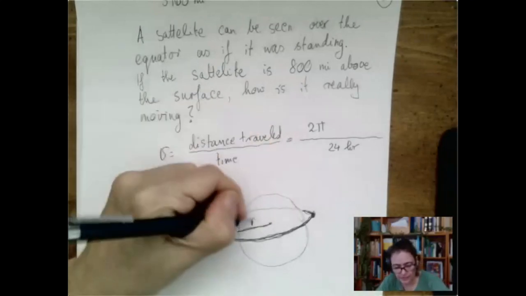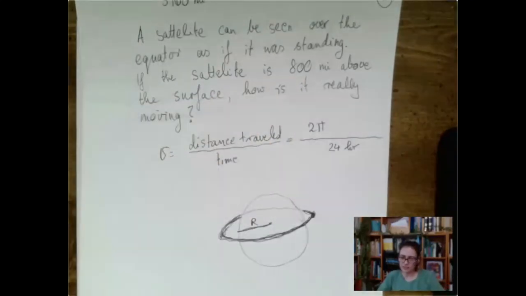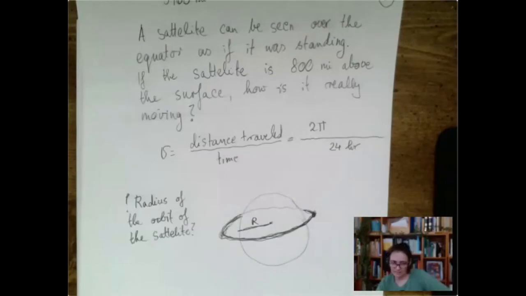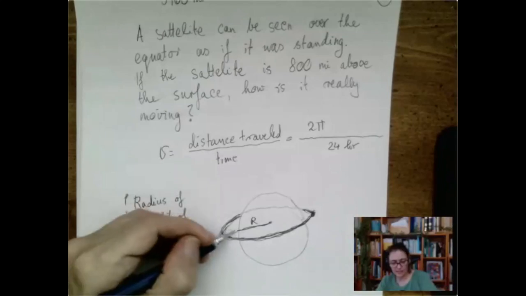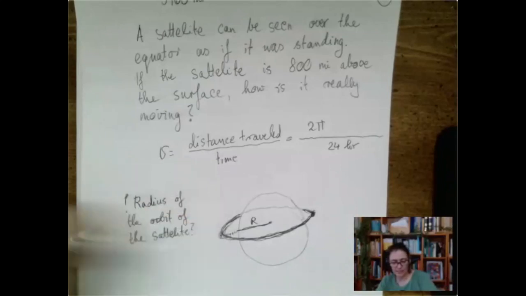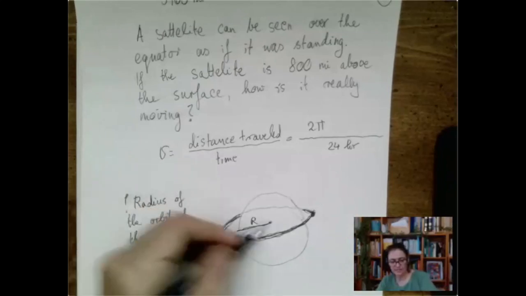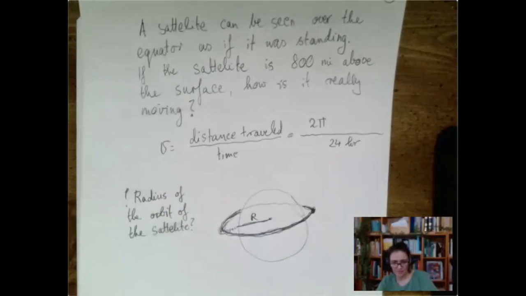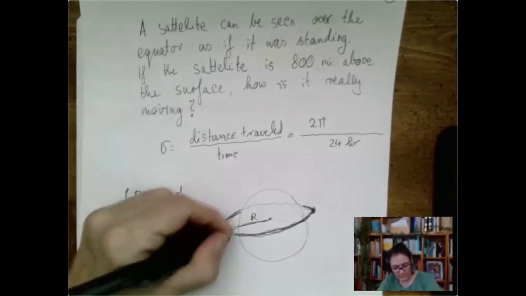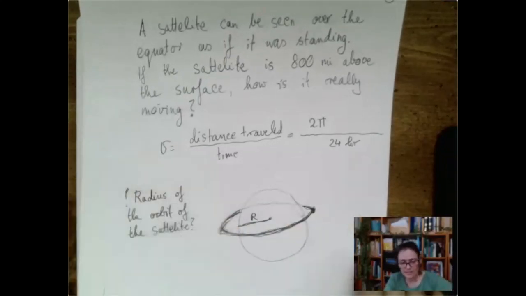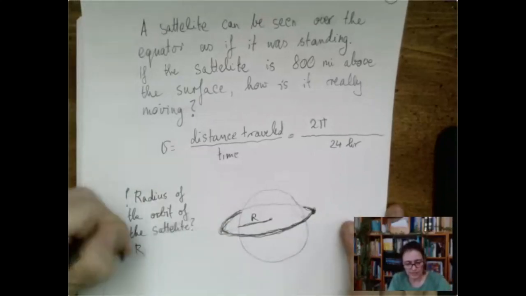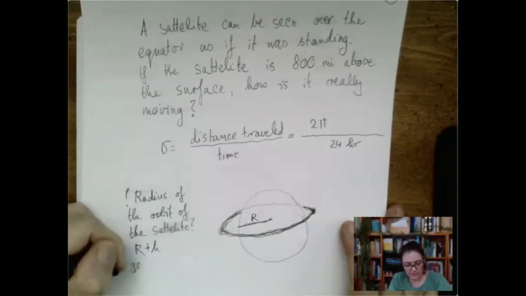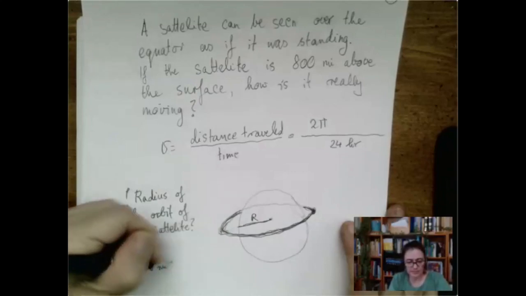This here is the Earth's radius. So what's the radius of the orbit of the satellite? Look at the picture. Is it? Yeah, it's right. It's the radius plus that 800 miles or whatever the height. You see, that's the radius. I don't think I helped. So basically, the radius of the orbit is r plus h, or 3,960 miles plus 800 miles.